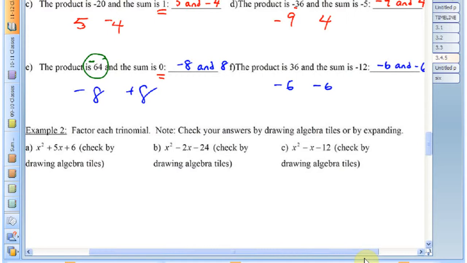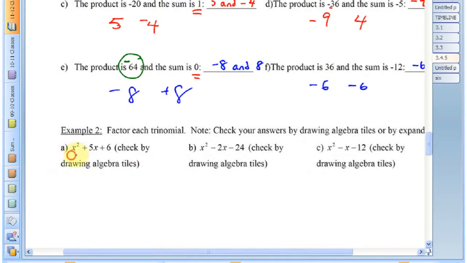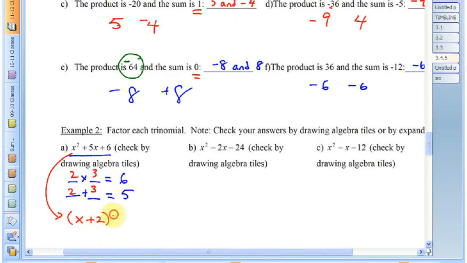Are we ready? Okay. Here's your question now. Factor this. So really what you should be asking yourself is this. I want to find two numbers that multiply to 6, and those same two numbers add to 5. What are those numbers? 2 and 3. Excellent. Because it's 2 and 3, what you actually told me then is that this is equal to x plus 2 times x plus 3. You're done. You factored.